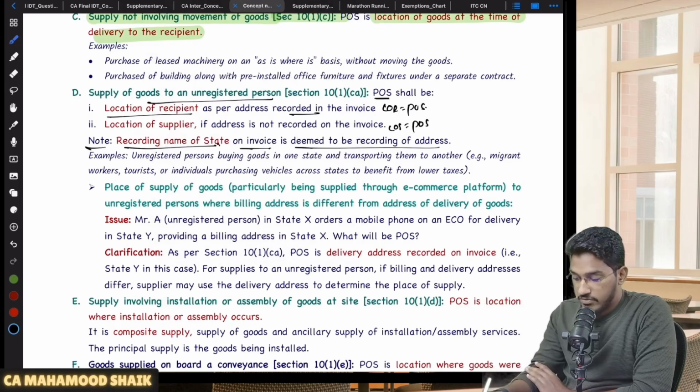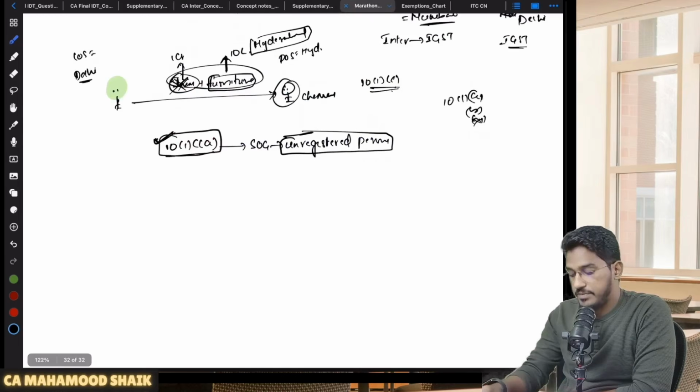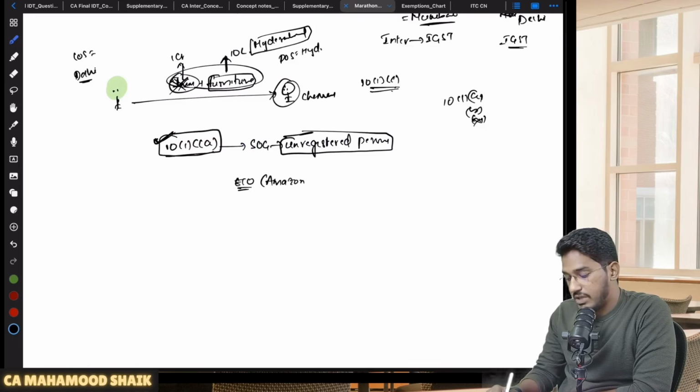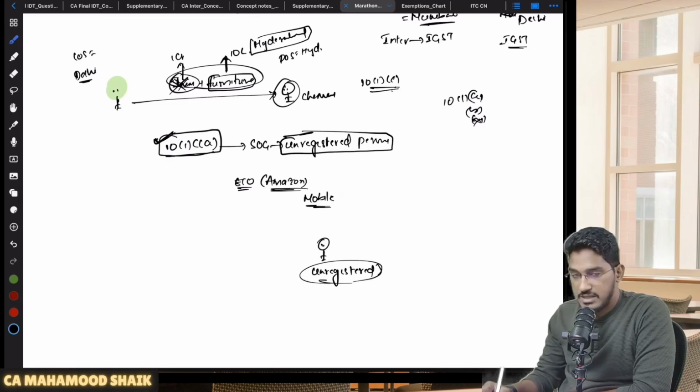But here the department gave one circular. Let us say sometimes what happens is we place orders through an e-commerce operator, no? Let us say from Amazon, a person has placed an order. Now it is a supply of goods. Let us say I ordered a mobile phone on Amazon. I am a recipient who is an unregistered person. So it is a supply of goods where the recipient is an unregistered person, so it should come to 10 subsection 1 clause CA.